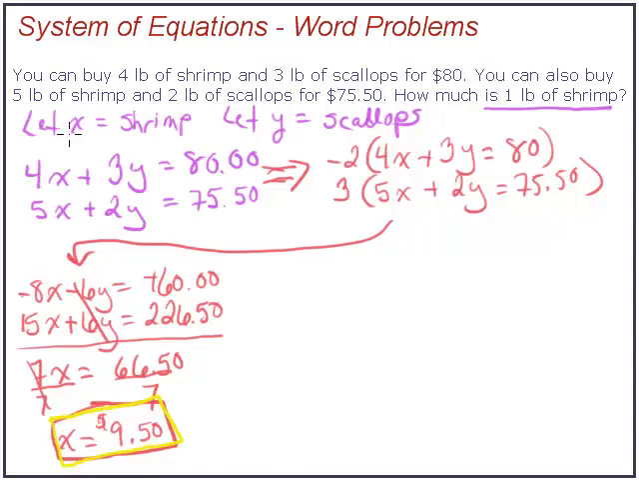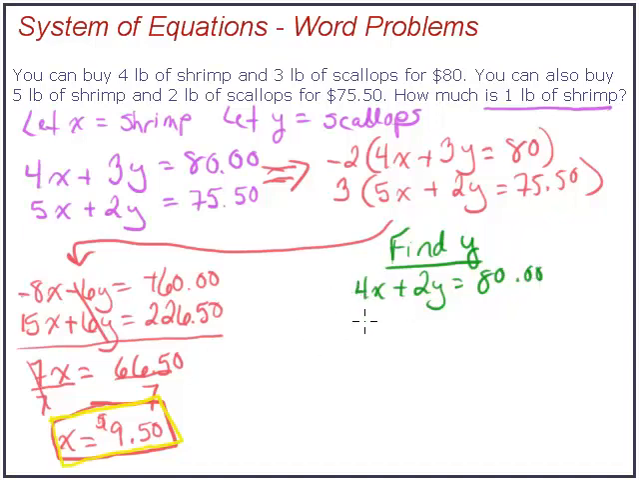If you needed to also find the value of the scallops, just substitute in. So I'm just going to pick one of the equations, so now find y. Remember, you always want to keep this neat so that if you're going back and checking to see where you made your mistake, you're not getting all frustrated. So again, just pick one of the equations. I'm just going to pick the top one. 4x plus 3y equals 80.